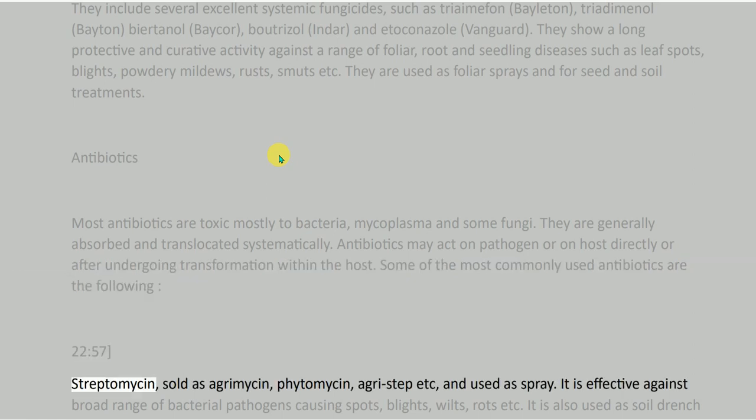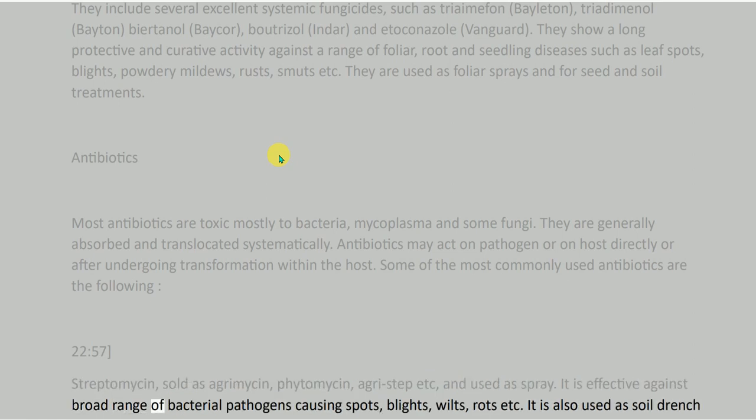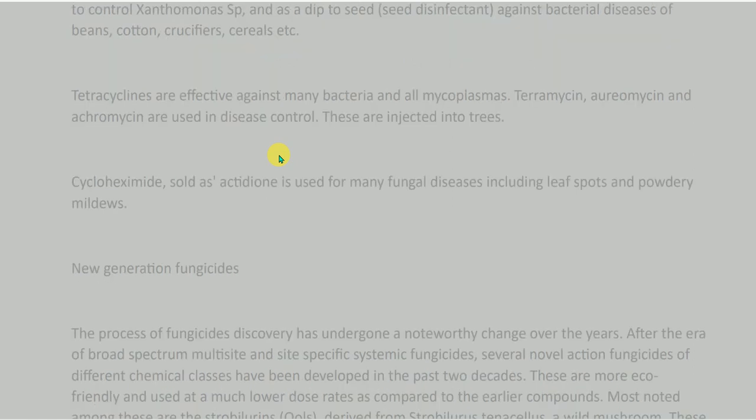It is effective against a broad range of bacterial pathogens causing spots, blights, wilts, rots etc. It is also used as soil drench to control Xanthomonas sp. and as a dip or seed disinfectant against bacterial diseases of beans, cotton, crucifers, cereals etc. Tetracyclines are effective against many bacteria and all mycoplasmas. Terramycin, Aureomycin and Achromycin are used in disease control. These are injected into trees. Cycloheximide, sold as Actidione, is used for many fungal diseases including leaf spots and powdery mildews.